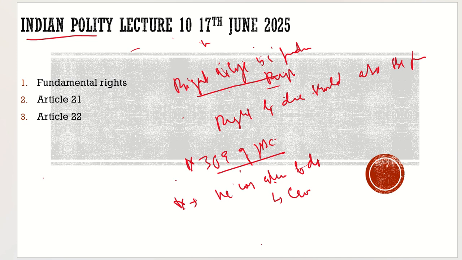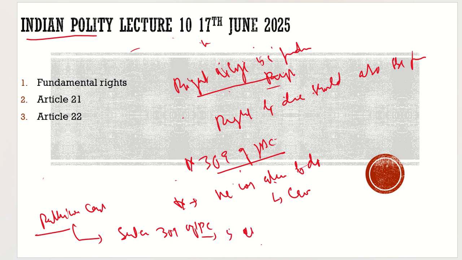Then the matter went to the court, in the Rathinam case. The same argument was made: if right to life is a fundamental right, then right to die with dignity should also be a fundamental right. And it was established in this case that Section 309 of the IPC is unconstitutional. You cannot criminalize suicide. If anybody survives a suicide attempt, you cannot criminalize it.